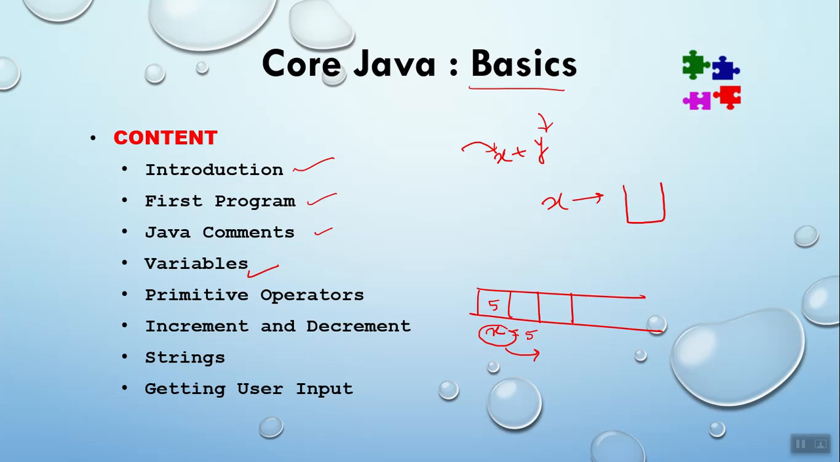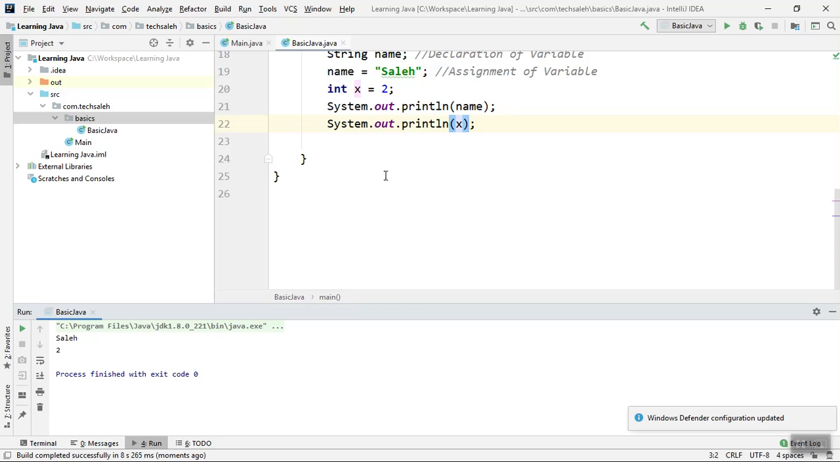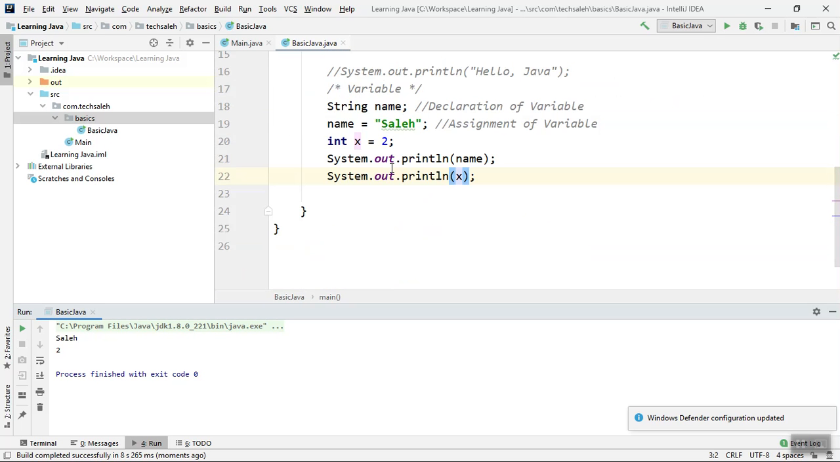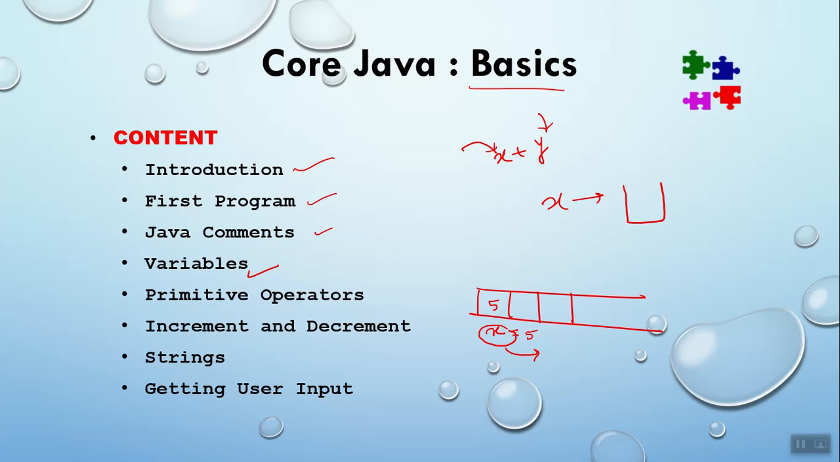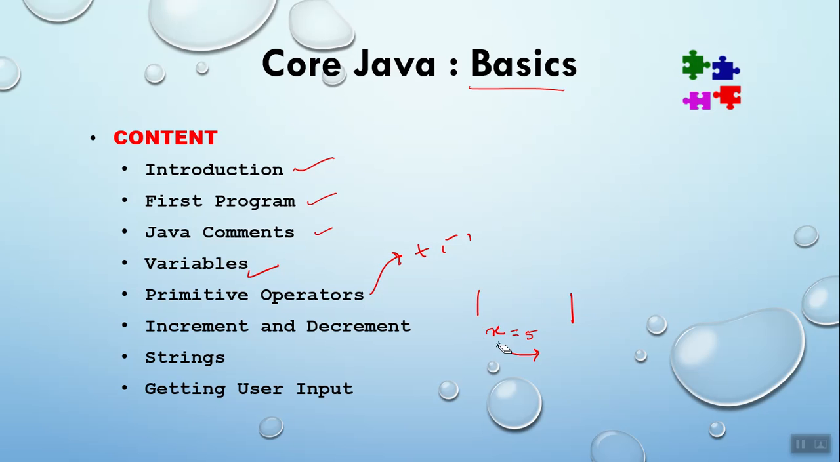Now the next thing is primitive operators. In mathematics we have many kinds of operators, like arithmetic operators. So arithmetic operators we know: plus, minus, multiplication, division, and the modulo operator. This is the modulo operator, not a division operator, and this is the division operator. So these are the arithmetic operators.